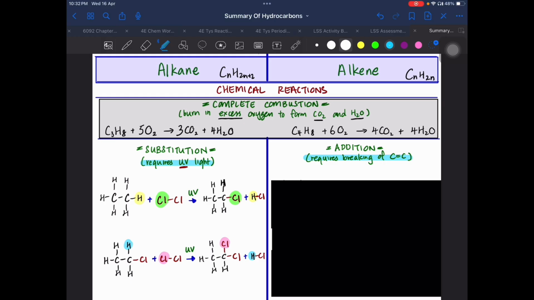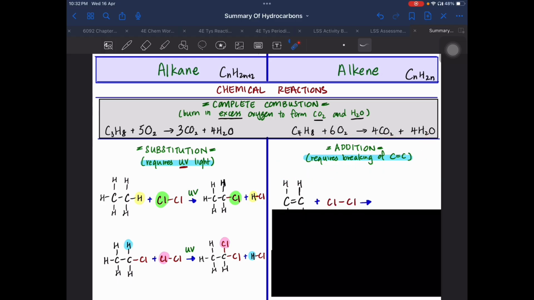It's a 1-to-1 exchange in the presence of UV light for alkane only. Please take note, it's only for alkanes. Alkene can only go through what I call addition. Then now your question might be, what does addition look like?